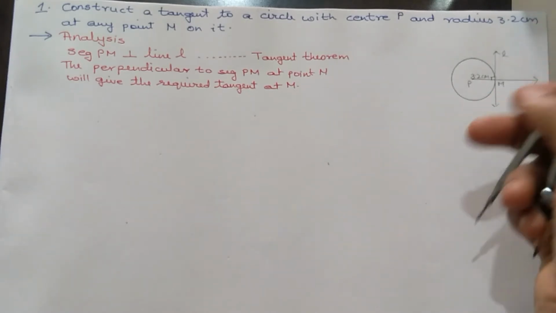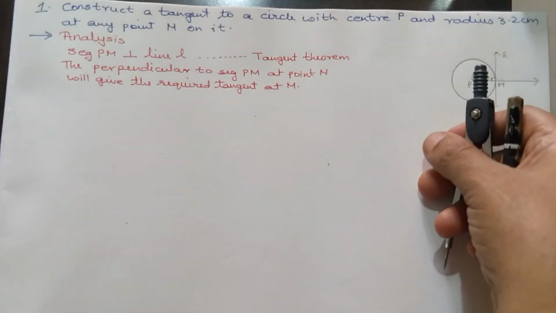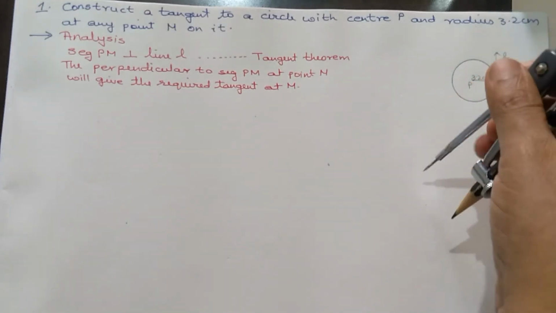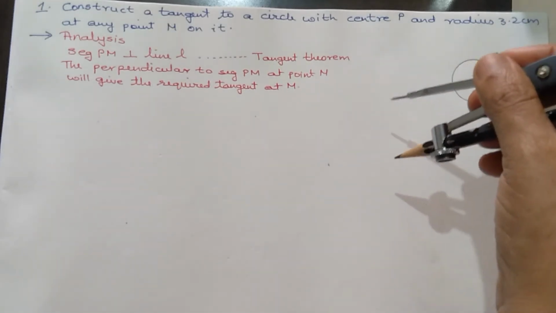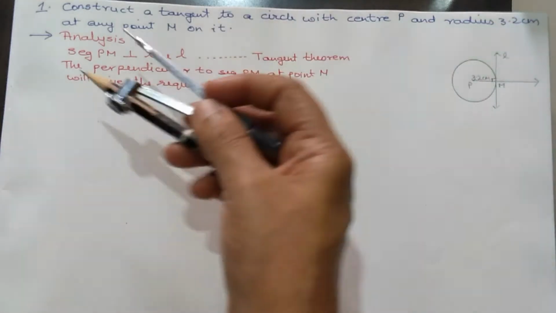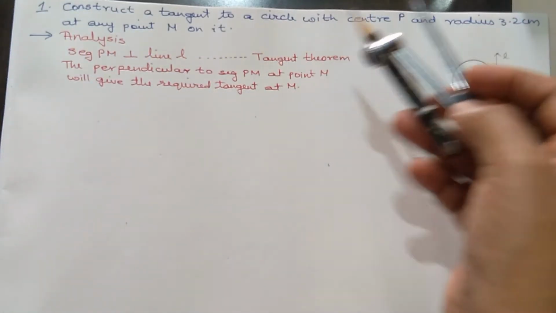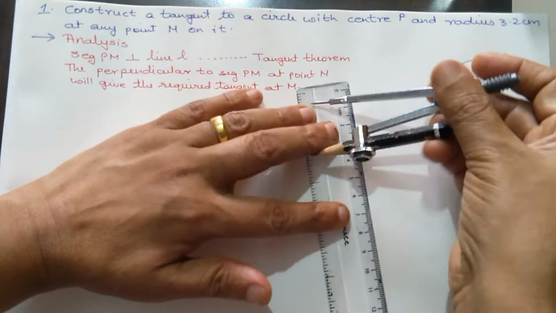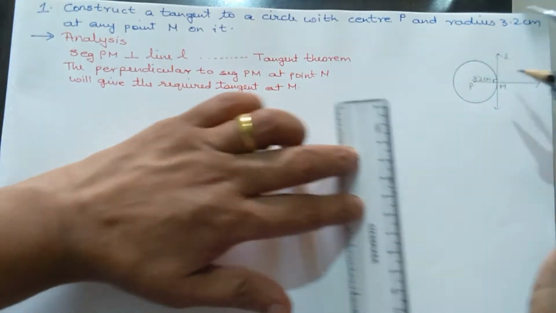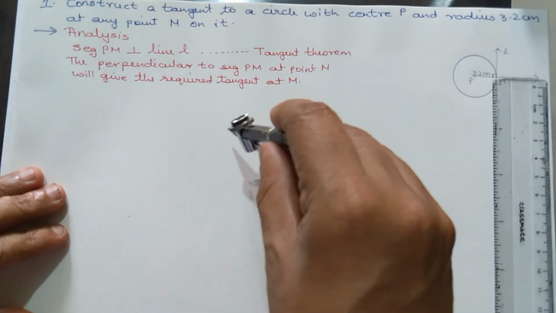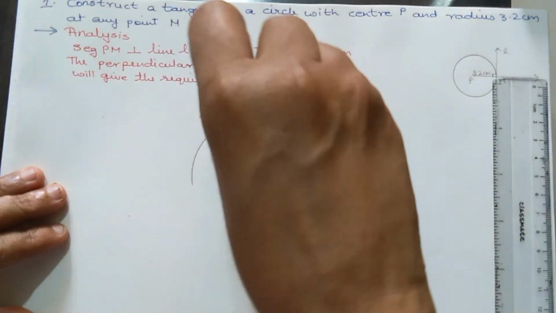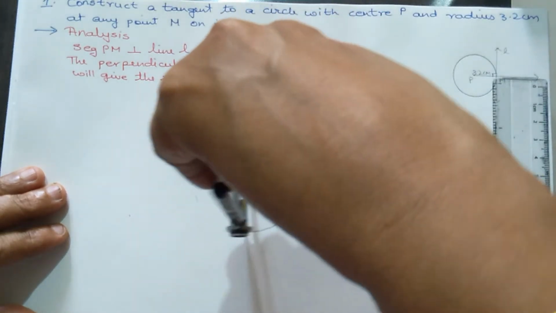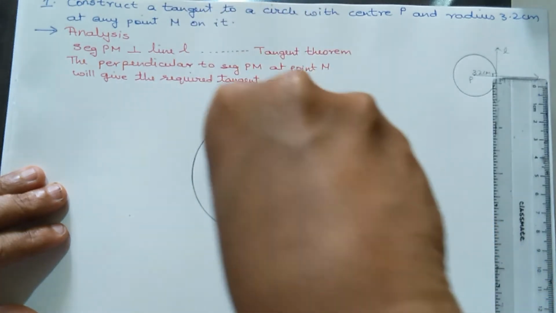Now there are two ways of drawing the tangent to the circle. One is using the center of the circle and the second one is without using the center of the circle. It will be mentioned in the question that you have to draw a tangent without using the center of the circle. The first question is based on using the center of the circle. Now what is the radius over here? 3.2. So take the measurement 3.2 and then draw a circle. Draw a circle of radius 3.2 centimeter.